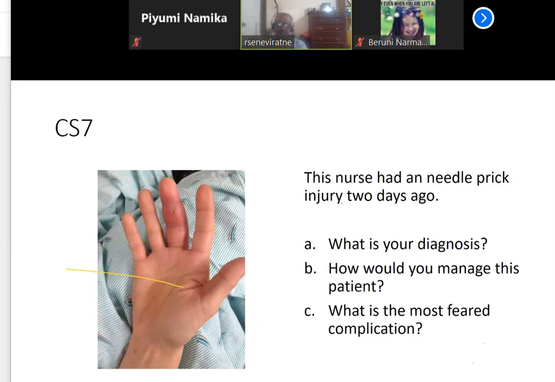So the most feared complication is the stiff finger, right? Stiff finger. I told you there are 3 indications for amputation: dead, deadly, useless. So a stiff finger is a useless finger. Okay, so you will have to amputate.